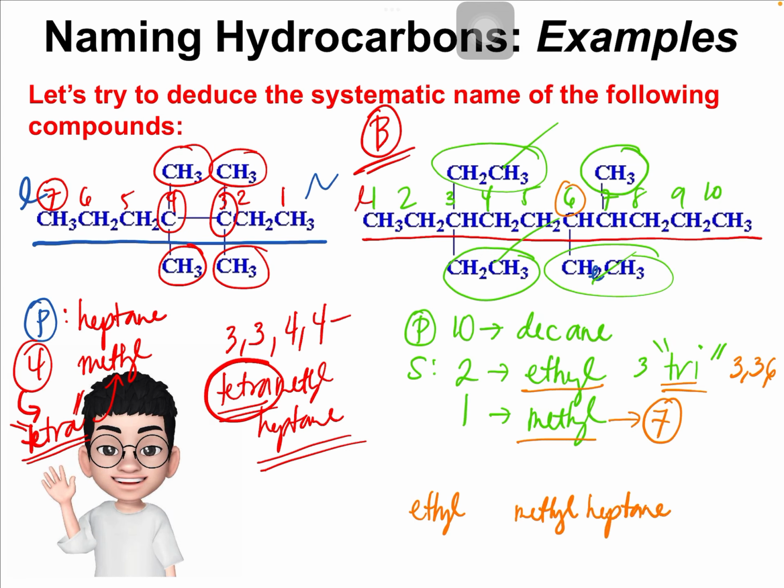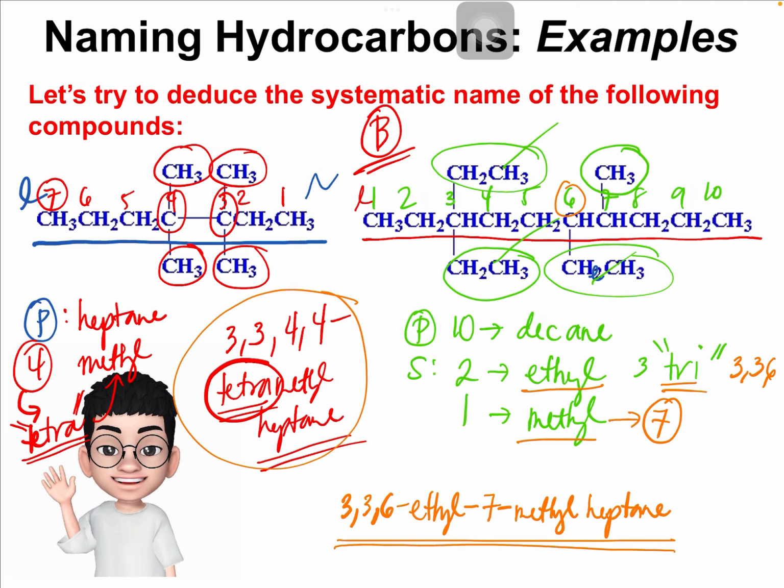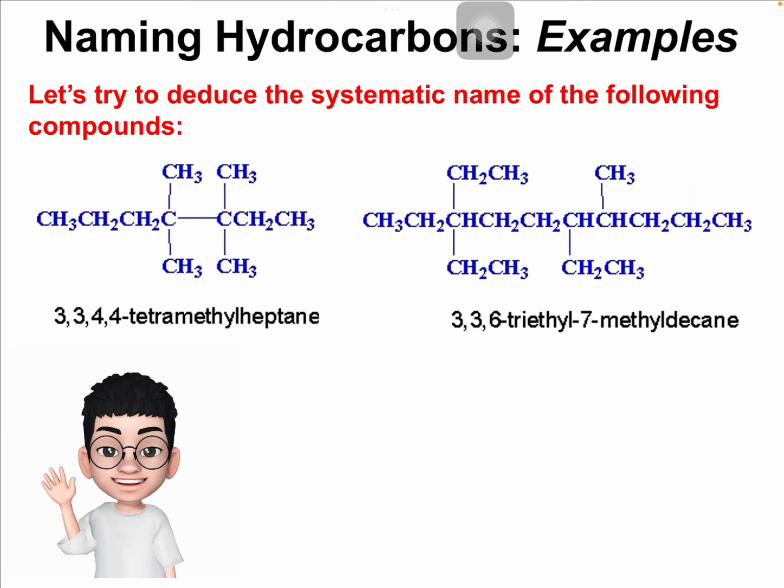Okay? Now, nasaan yung mga numbers? So, ilagay natin 3, 3, 6. Okay? And then ethyl, then dash. Where is the methyl group? Carbon number 7. So, the name is 3,3,6-triethyl-7-methyl-heptane. So, let's check if tama yung ating answers na 3,3,4,4-tetramethylheptane and 3,3,6-triethyl-7-methylheptane. Okay, so basically tama yung mga sagot natin.